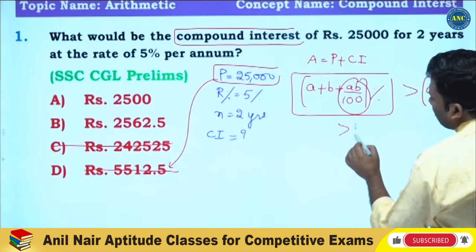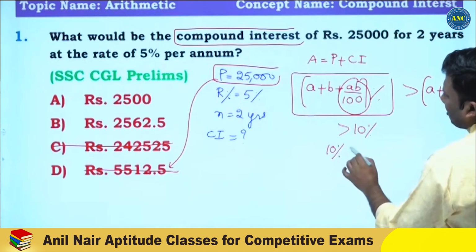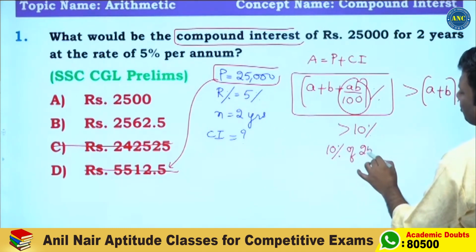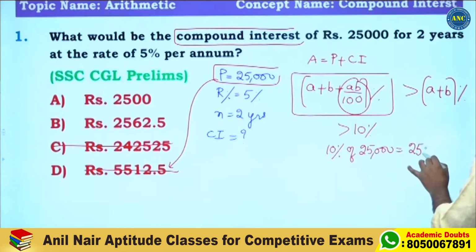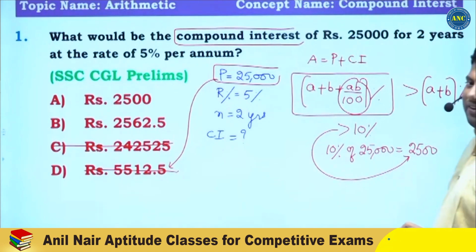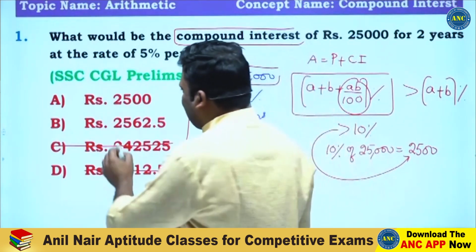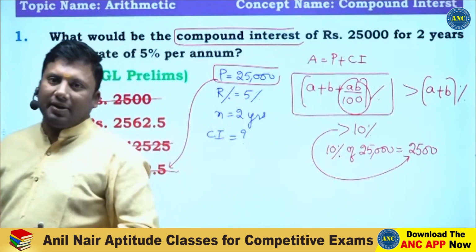That means answer should be just greater than 10%. 10% of 25,000 is 2,500. Answer should be just greater than 2,500. First option it is eliminated.